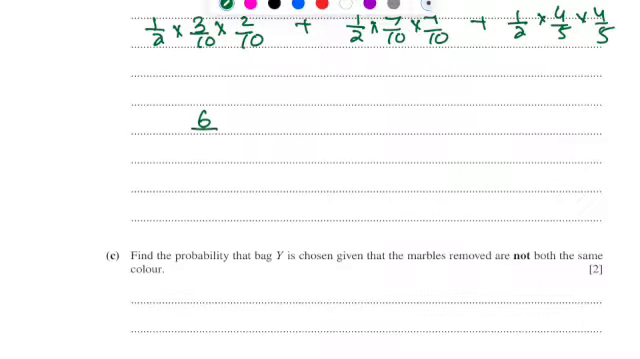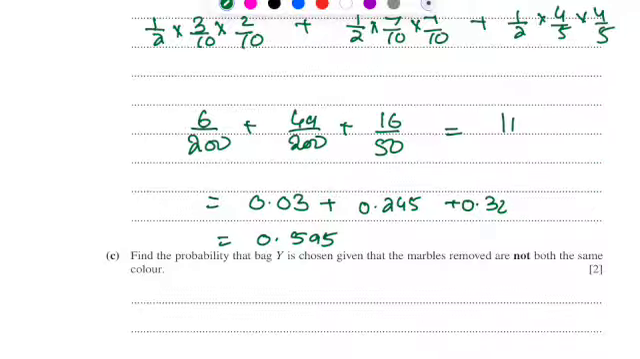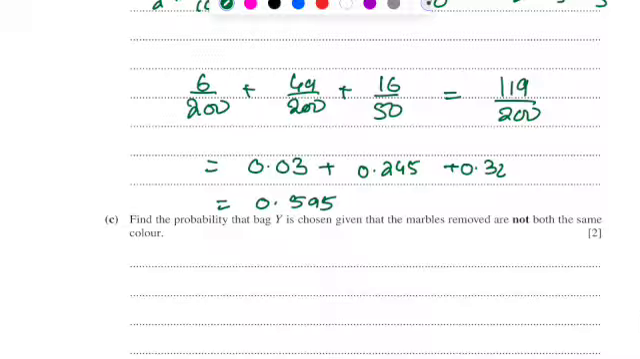So which is going to be 6 upon 200 plus 49 upon 200 plus 16 upon 50, which is going to be 0.03 plus 0.245 plus 0.32. So simplify that, you should be getting 0.595. If you want to write it in fraction, 119 by 200. Now coming to part C.